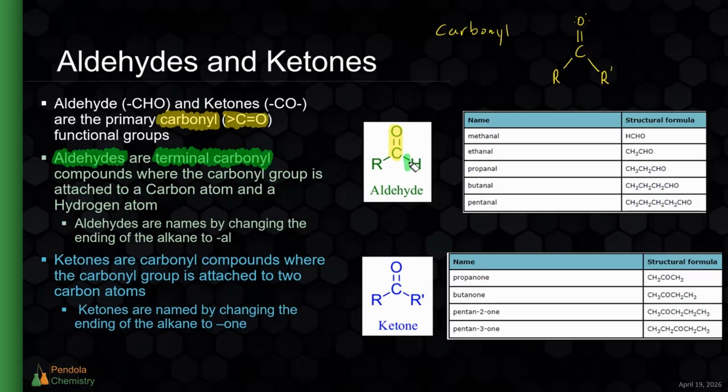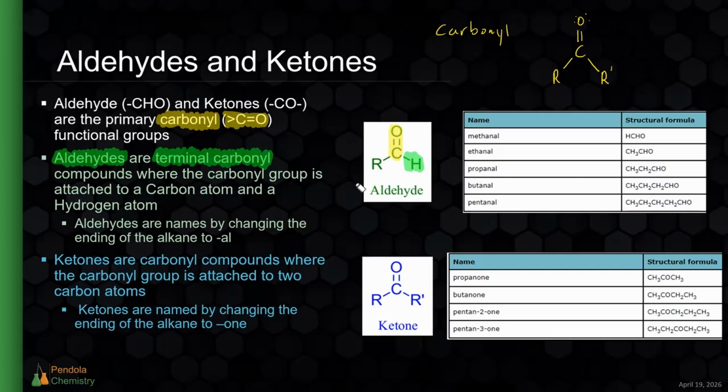And then it's going to have a hydrogen on one side. That's what makes it terminal. There's no continuation of the carbon chain. It just ends right there on that carbonyl carbon with a hydrogen next to it. And then that other R group could be anything from hydrogen to a carbon chain. Could be really anything there.